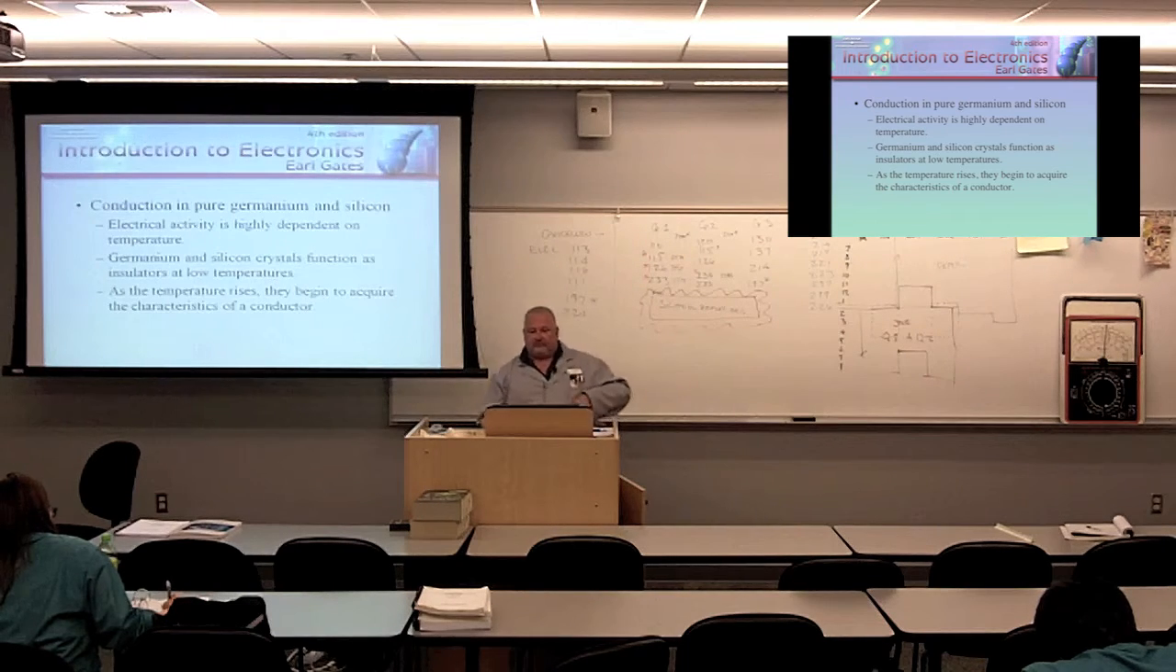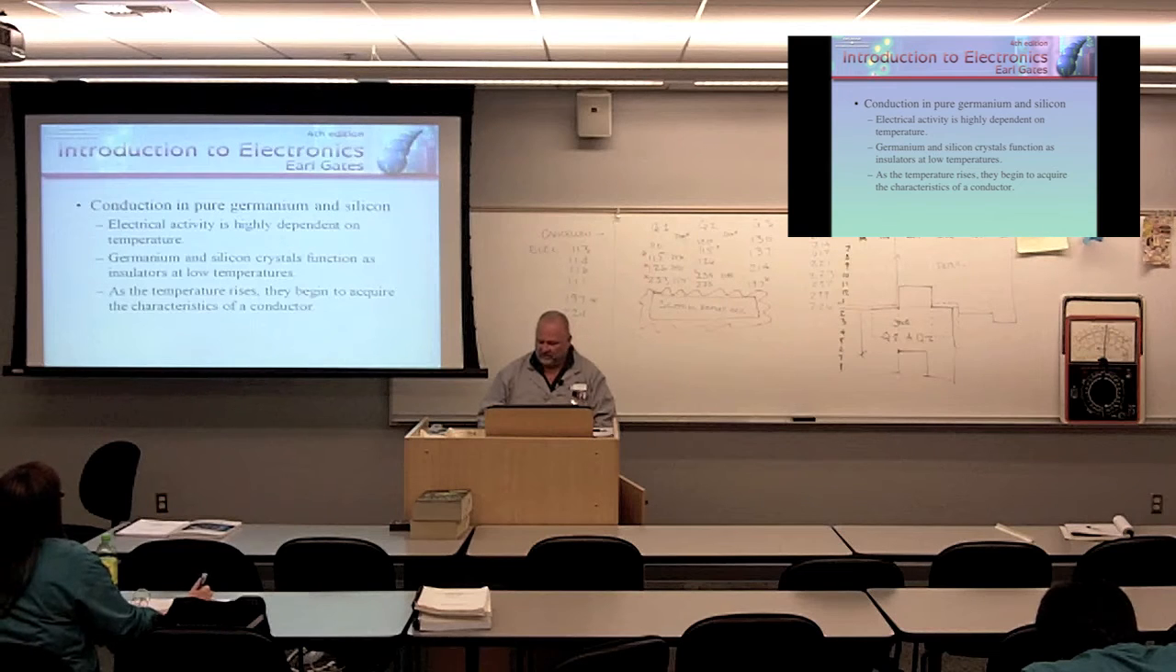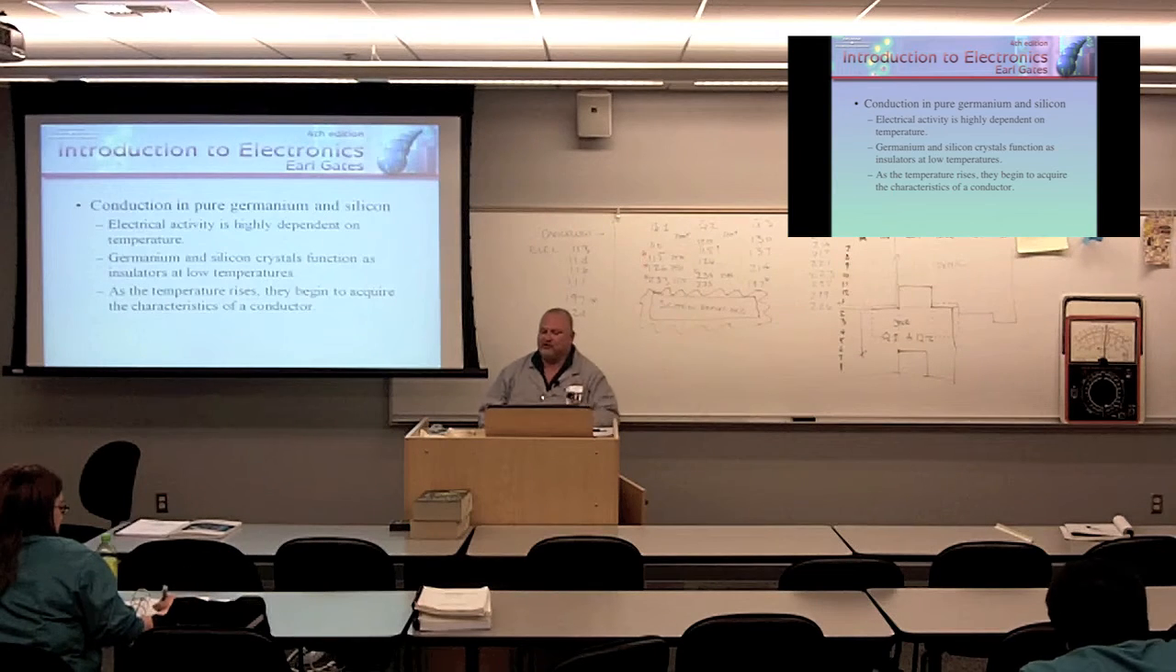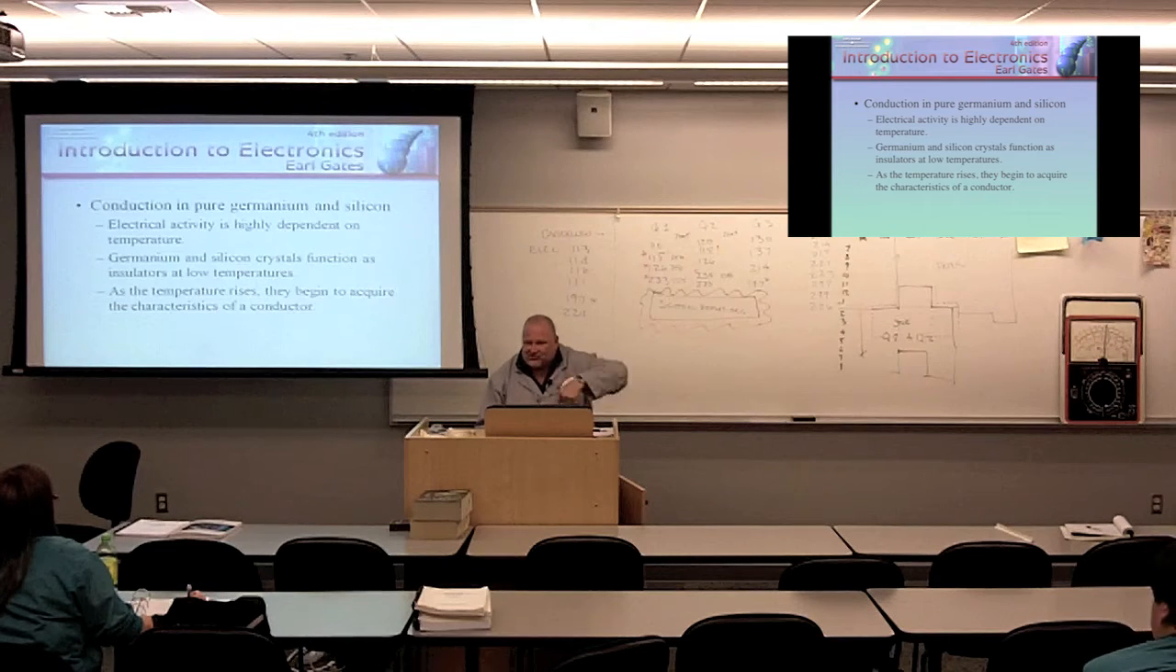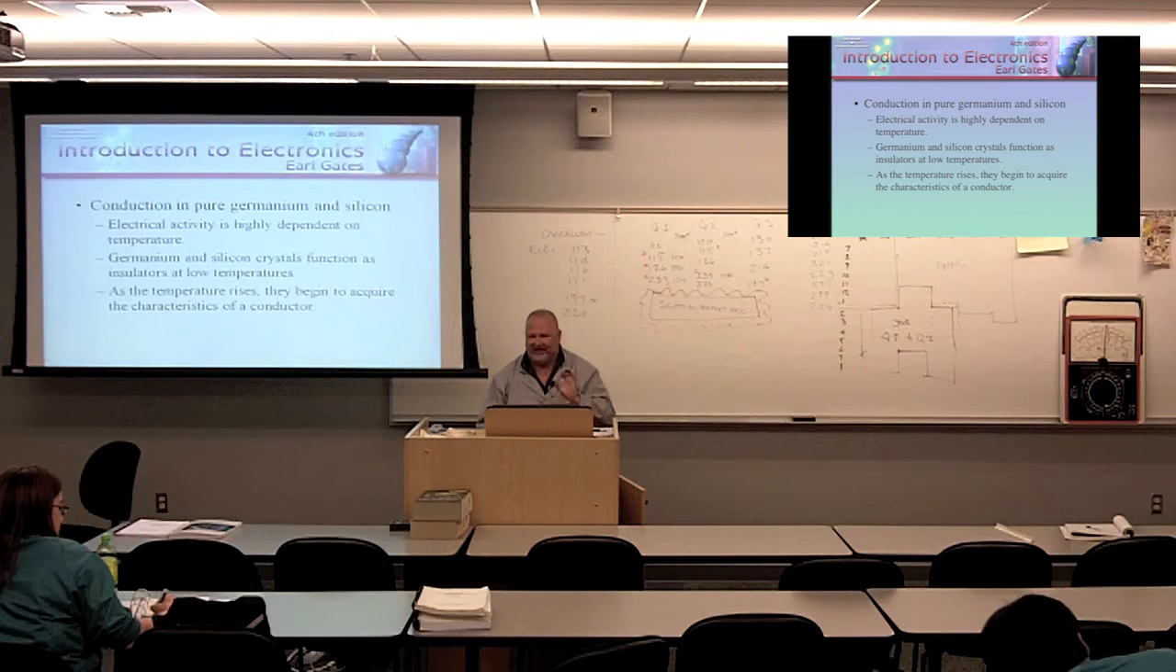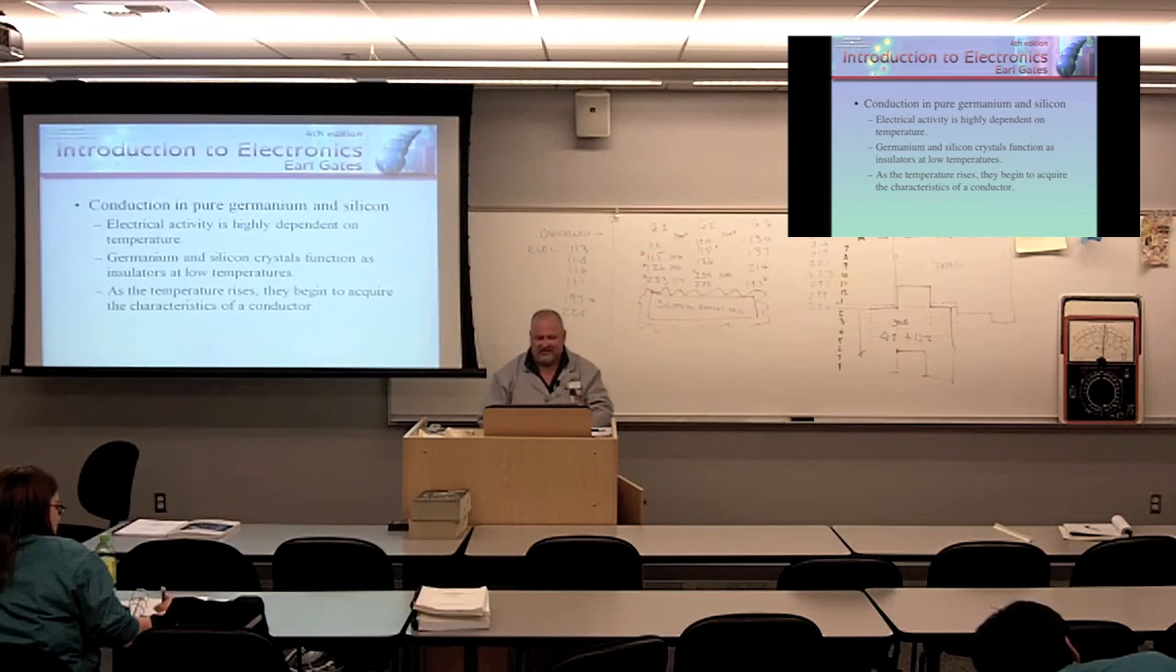Germanium and silicon crystals function as insulators at low temperatures. So at an extremely low temperature, they're like insulators. As the temperature rises, they begin to acquire the characteristics of a conductor. So if you've got pure germanium and silicon inside a box that you can control the temperature of, just by changing the temperature is going to change the amount of resistance in the material. That's what's key. Does that make sense?